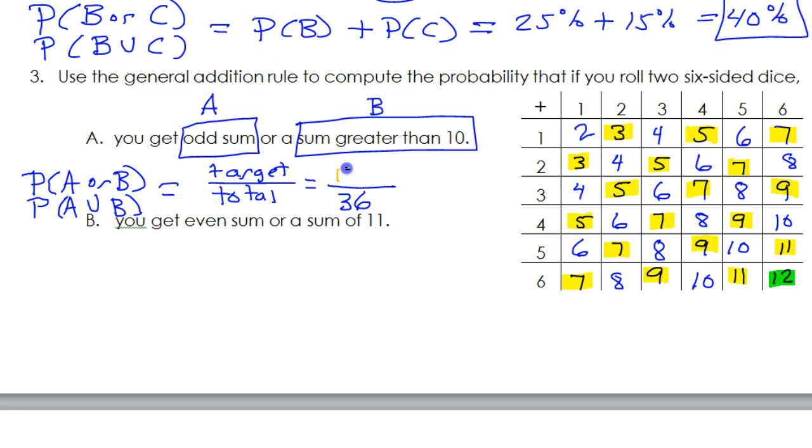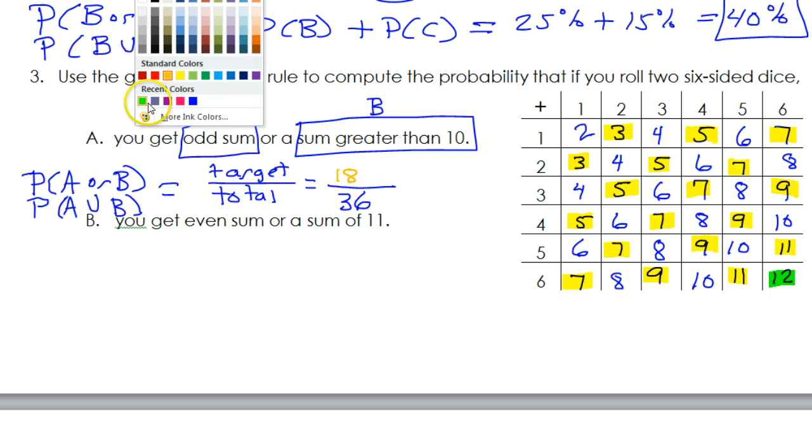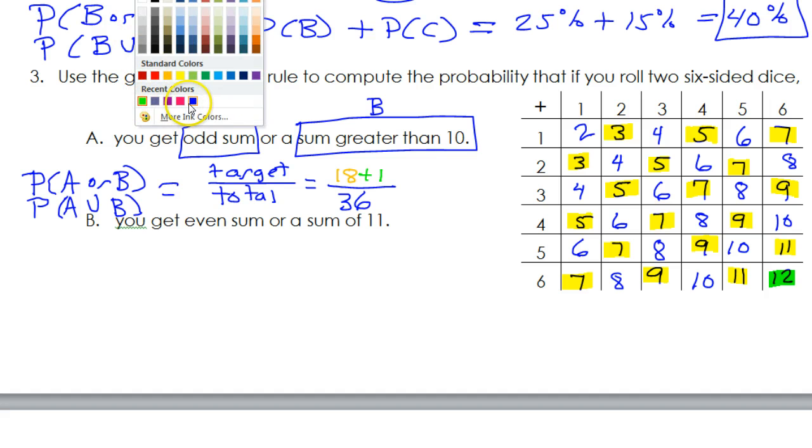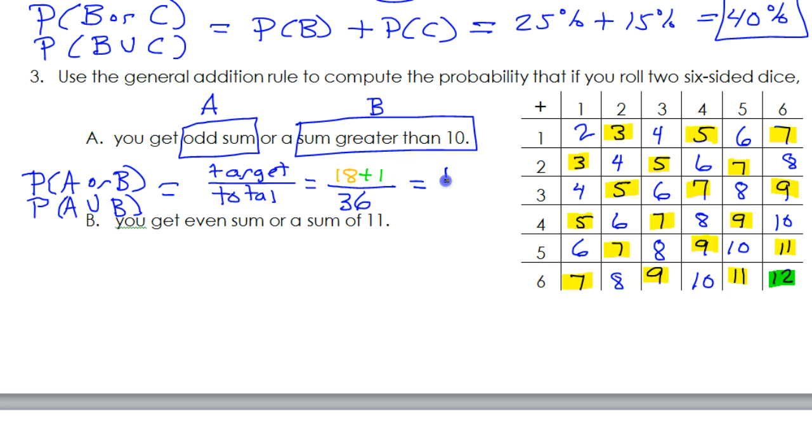I don't know if you can see this color. I'm trying to make it sort of yellow. So we have 18 yellow ones, and then plus the one extra green one that we had to throw in to get the one that was being left out that was greater than 10. So that's a total of 19. That's why the probability is going to be 19 out of 36. This is one way to think about it.